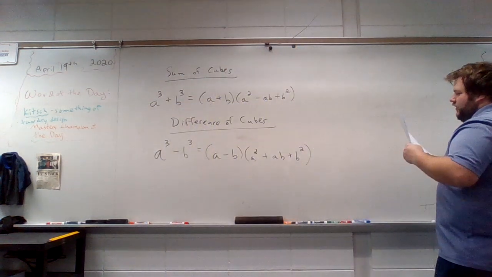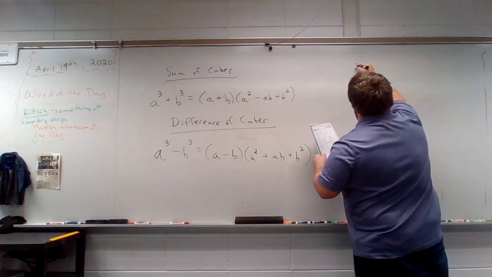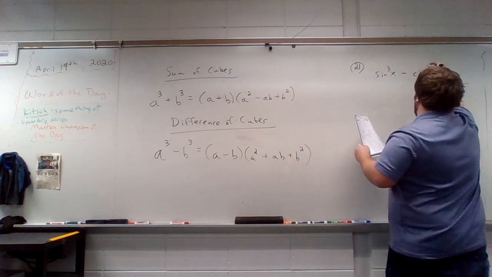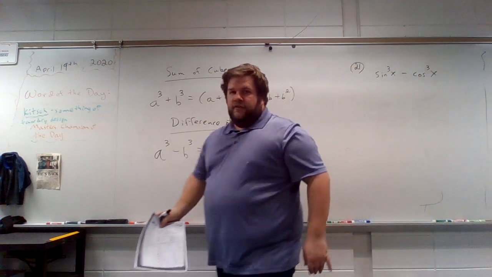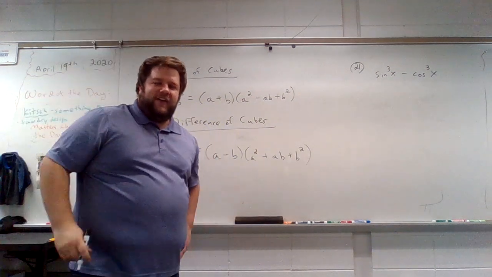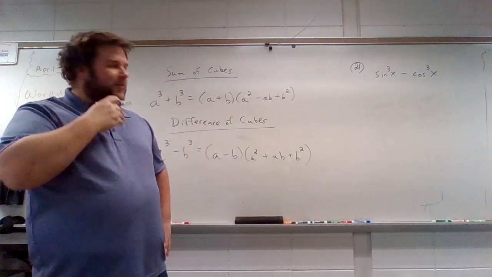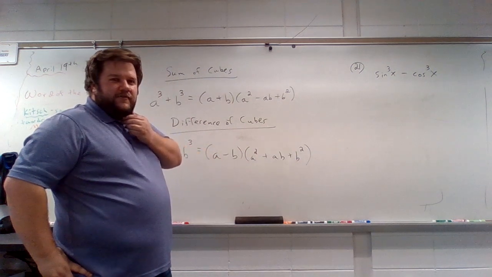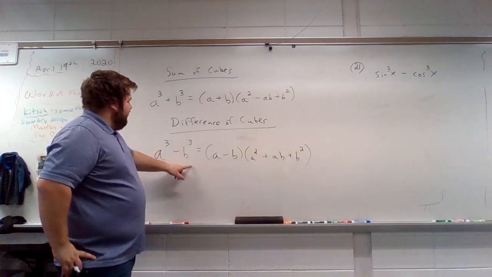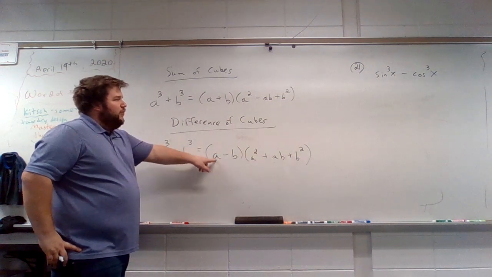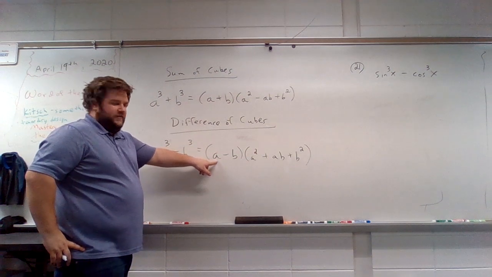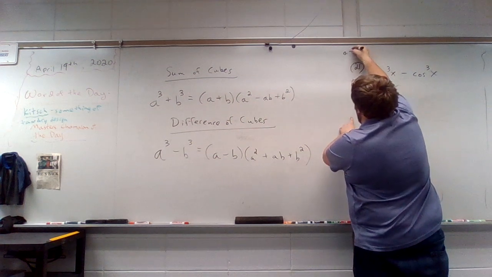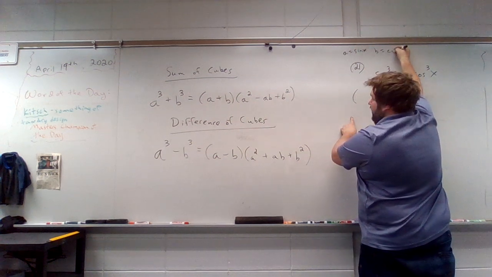But assuming we have these results, number 21 is sine cubed x minus cosine cubed x. All right? I think these are relatively hard if you didn't know the formula. It's not as intuitive as maybe you would think, like a difference of squares. But for this one, I'd use this formula, and my a would be sine, and my b would be cosine. So I'm just plugging in.